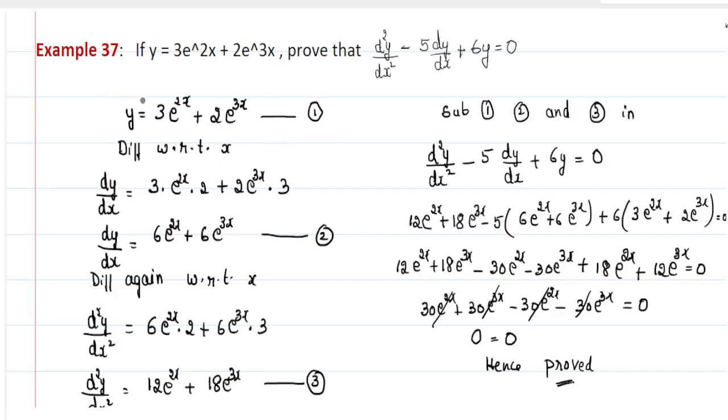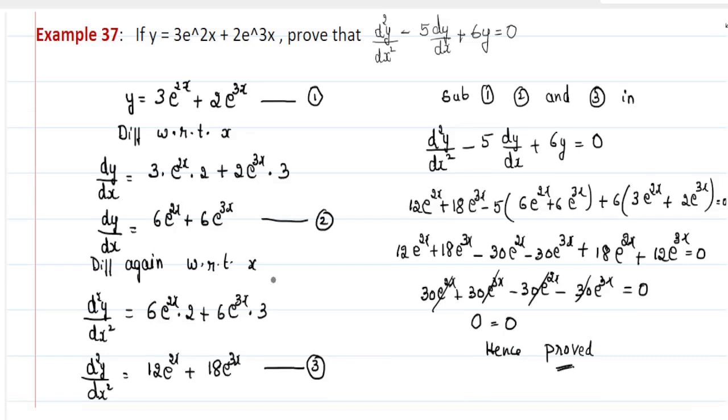Differentiate this equation with respect to x. Upon differentiation, we get dy by dx is equal to 3 into differentiate e raised to 2x. Differentiation of e raised to 2x is e raised to 2x into differentiation of 2x is 2 plus differentiation of 2 into e raised to 3x. 2 is a constant. Differentiation of e raised to 3x is e raised to 3x itself into differentiation of 3x is 3. Now next step, 3 into 2, 6. 6 into e raised to 2x plus 6 into e raised to 3x. This is the equation number 2.